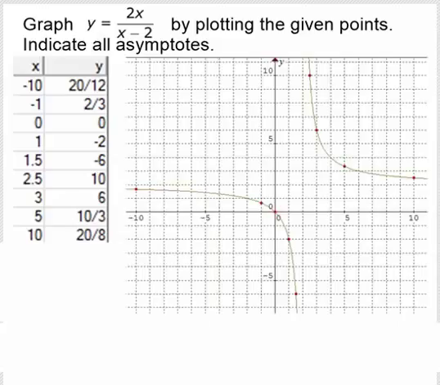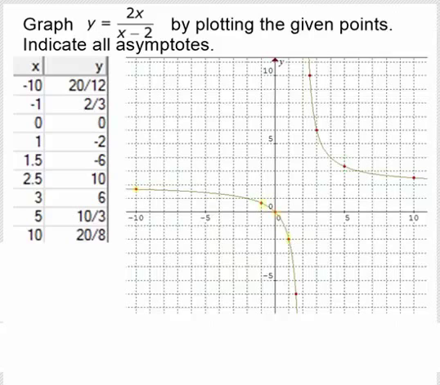So we have all these points. We plug in negative 10, you get negative 20 over negative 12, which is 20/12, which is this point right here. When x is negative 1, we get 2/3. When x is 0, we get 0. When x is 1, we get 2 over negative 1, which is negative 2, this point.